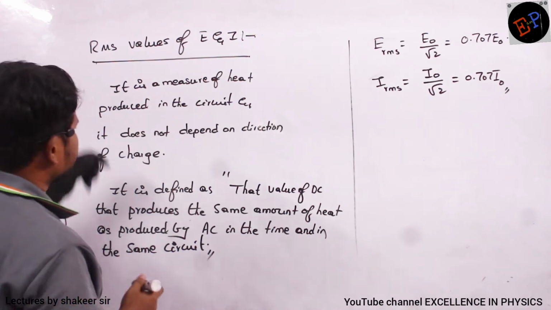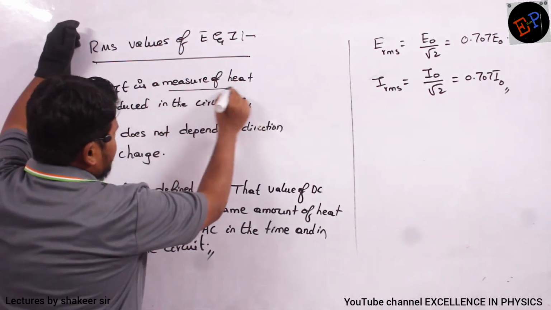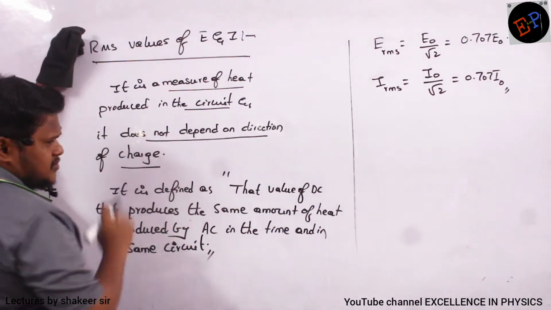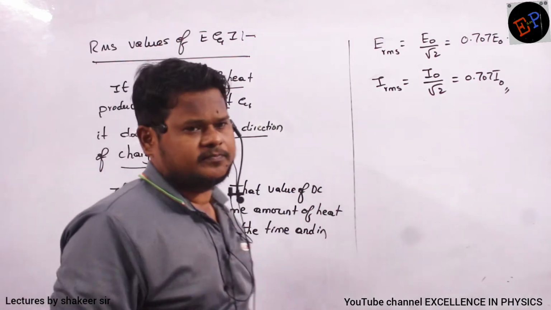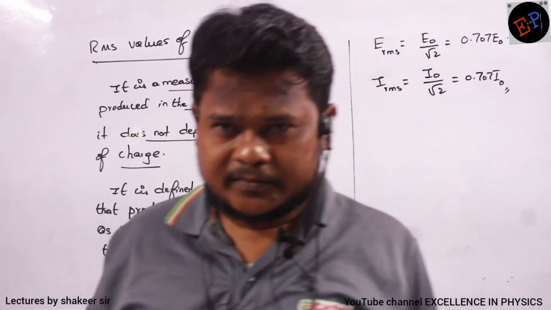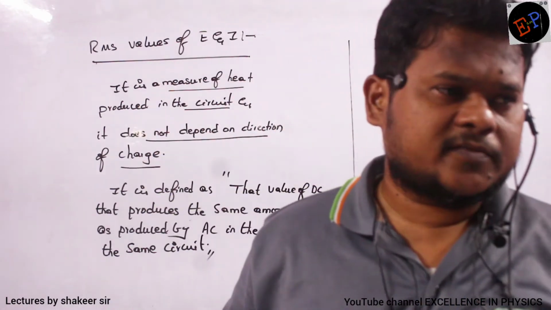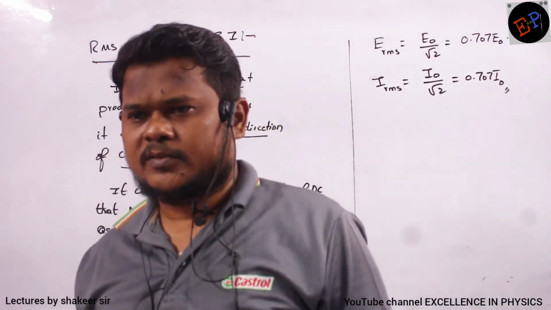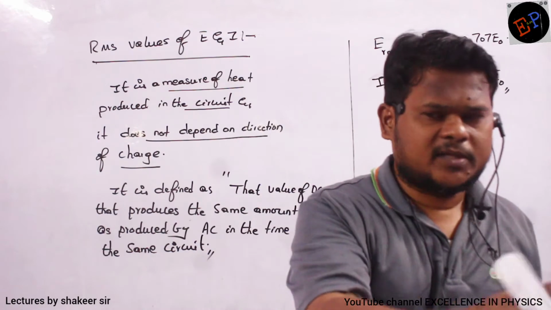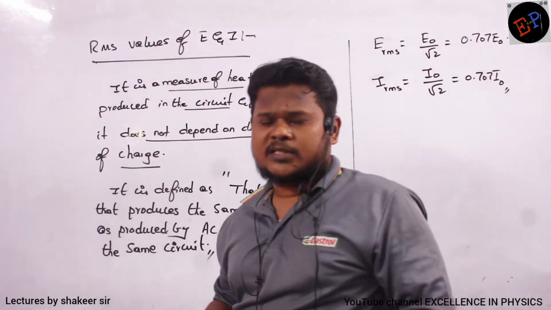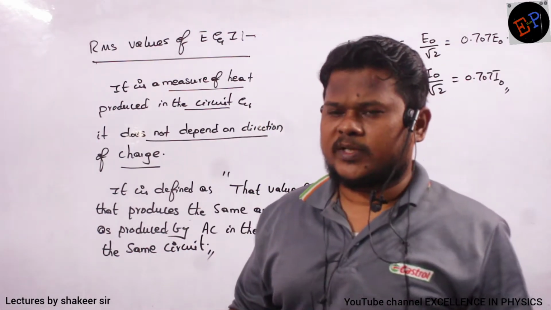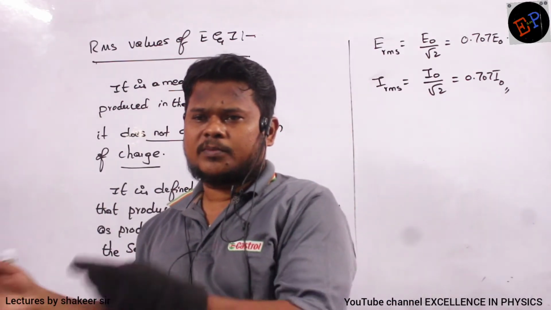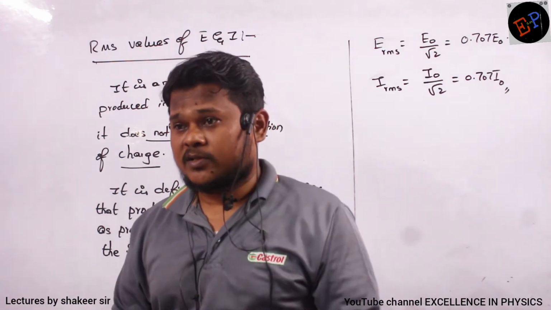What is meant by RMS value? It is a measure of heat produced in the circuit and it does not depend upon direction of charge. What is the meaning of this? In average value, what we have studied? In average value, we have studied how much charge is flowing. But charge can be cancelled also, because in first half it flows in one direction, second half it flows in opposite direction. So charge can be cancelled also.